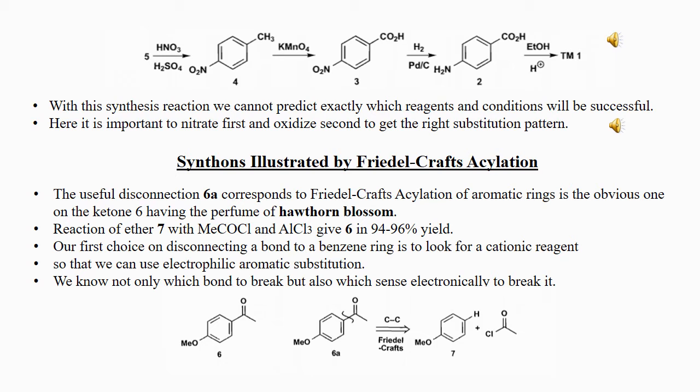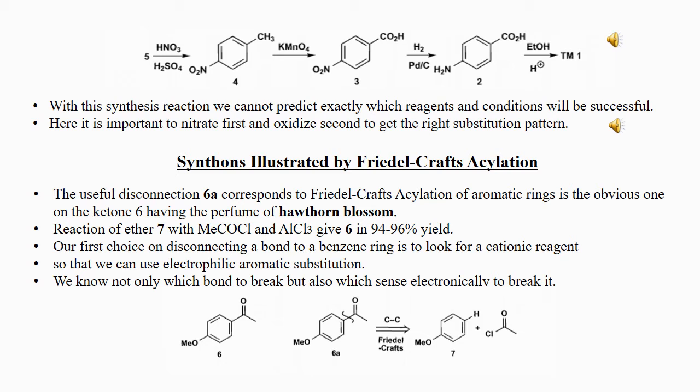Then we have done the reduction of the nitro group into amino using hydrogenation in the presence of palladium over carbon. Then structure 2. Further we have made the ester of this carboxylic acid group using ethanol in an acidic medium. So our target molecule 1 was produced in this sequence. Now with this synthesis, we can predict exactly which reagents and conditions will be successful.